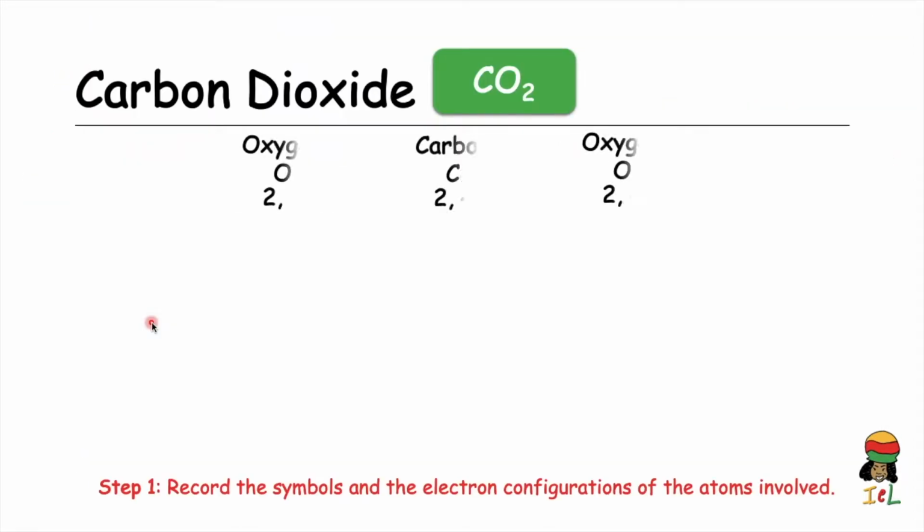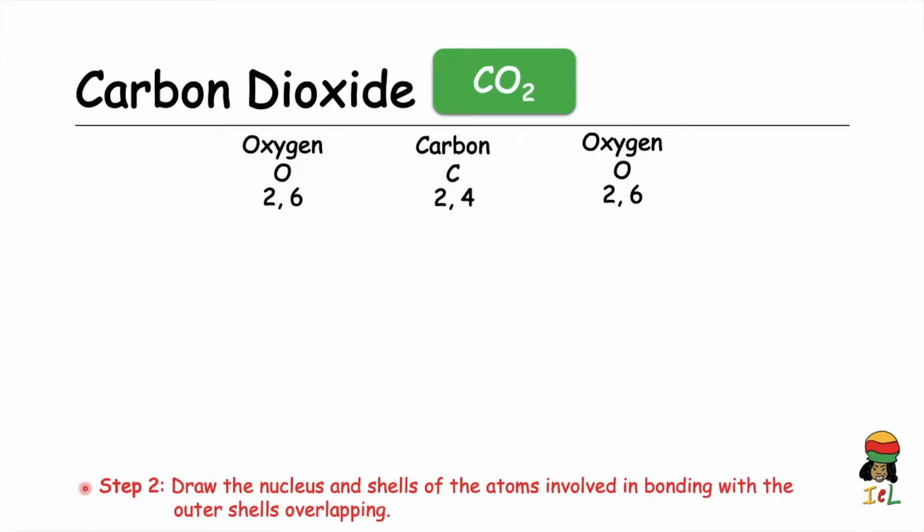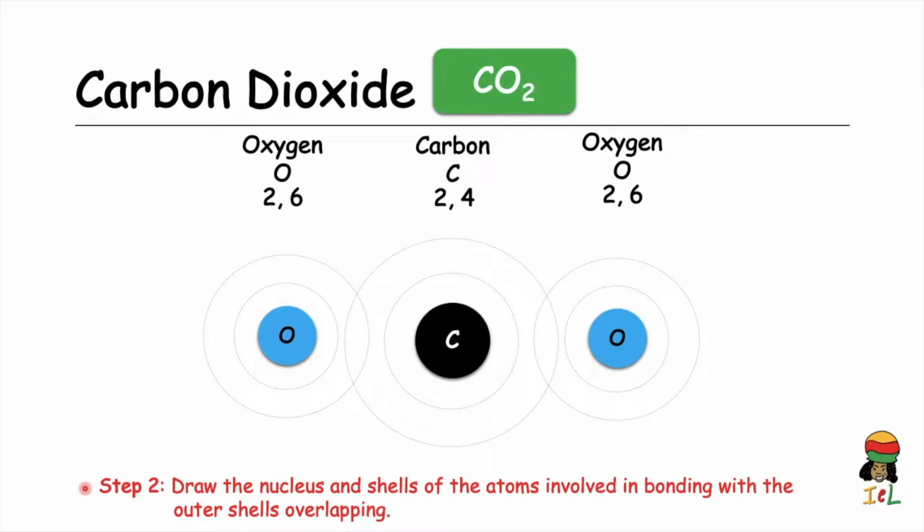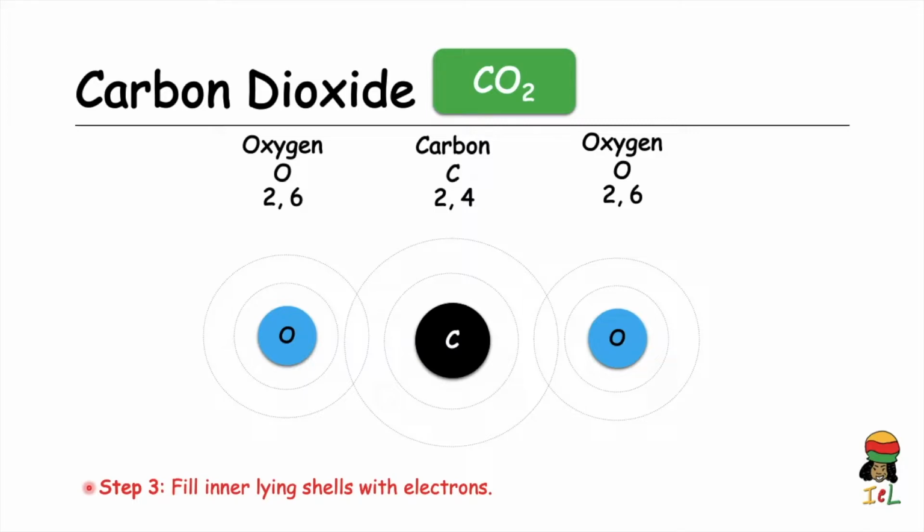We can now record the information for all the atoms involved in bonding. Note that they're all nonmetals because they have more than 3 electrons on their last shells. As a result, the 3 atoms will bond covalently. Also notice that the information for carbon atom is written in the center because it is the central atom. Step 2, draw the nucleus and the empty shells of the atoms involved in bonding with their outer shells overlapping. Note that the last shell of each oxygen atom overlaps with the last shell of the central atom, which is carbon. Step 3, fill inner lying shells with the electrons.